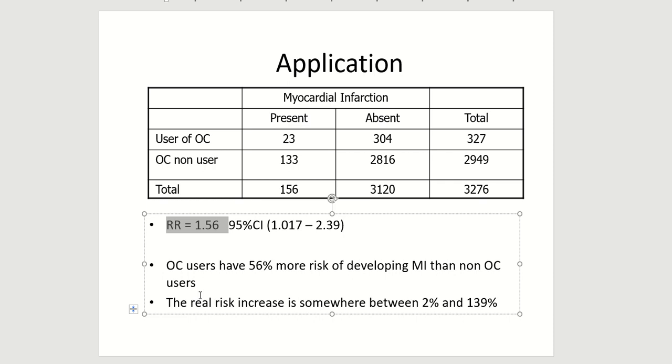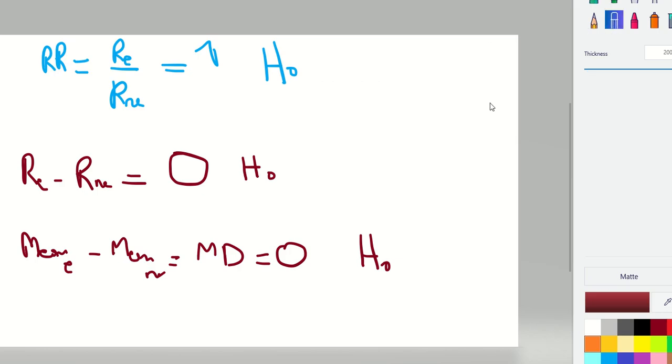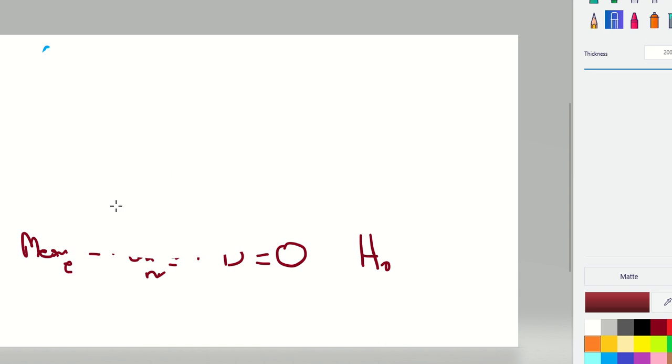You could say it, or you can say that the OC users have a 56% more risk of developing MI than those non-using. Where did I get the 56% from? I compared the 1.56 to the 1. 1.56 is higher than 1 by 0.56, so that's the 56%. So whenever you have a relative risk, you have the options of doing the interpretation.